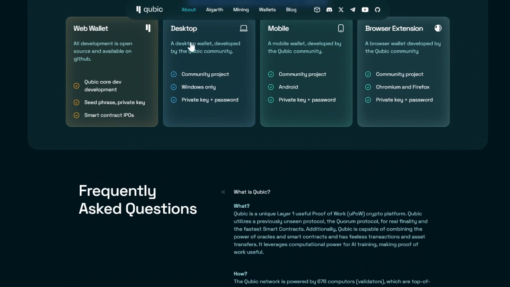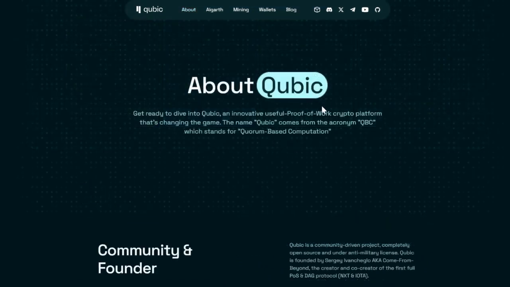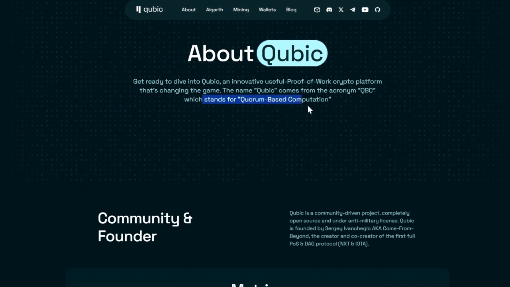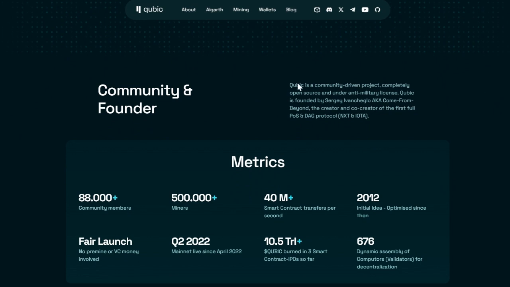Then if we go to the about section over here, so we're just looking at that. Qubic comes from the acronym QBC, which stands for Quorum-Based Computation. And then the community and the founder, and this is really important again, Qubic is a community-driven project, completely open source and under anti-military license. Qubic is founded, and importantly not owned or anything like that, founded by Sergey Ivancheglo, the creator and the co-creator of the first full POS and DAG protocol, NXT and IOTA. Now, what's really important about that is that this has been given to the community.